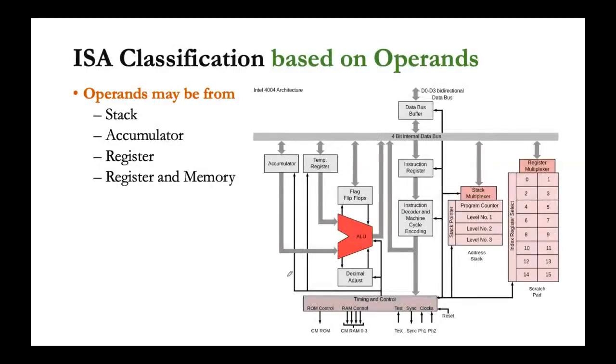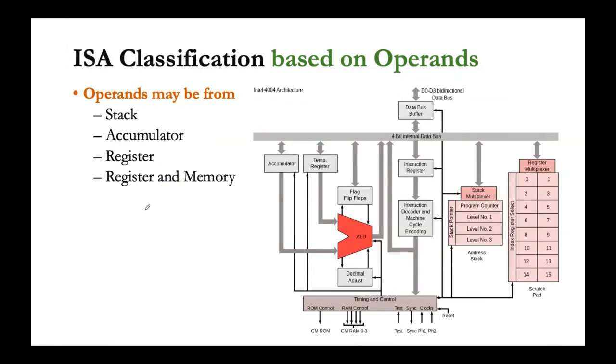This is the outlook of the typical architecture of the Intel 4004. Here, the operands are always going to be stored in the memory. As we said, the memory may be your registers or your RAM. In registers, we use only the general purpose registers. In registers you can find the stack, or some special purpose registers. So the classification based on operands depends on whether the operands come from the stack, or from the accumulator register, or from the general purpose registers, or a register and memory combination.